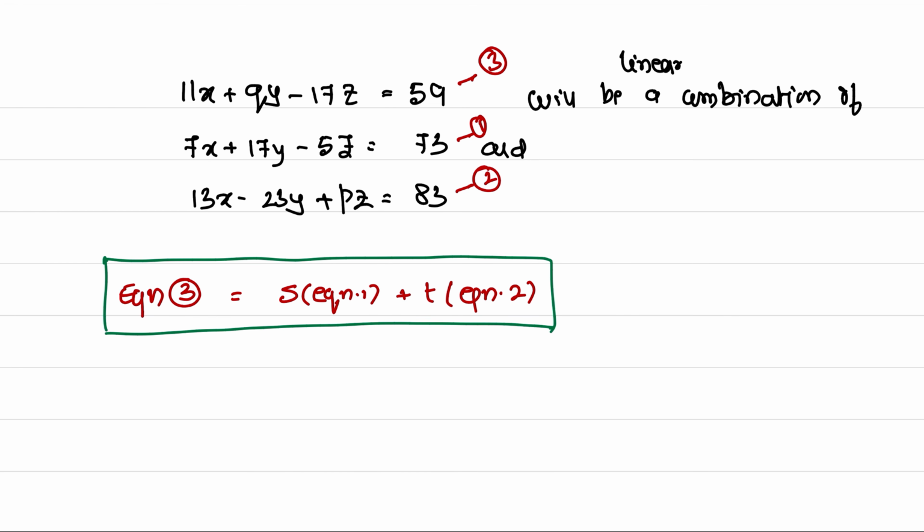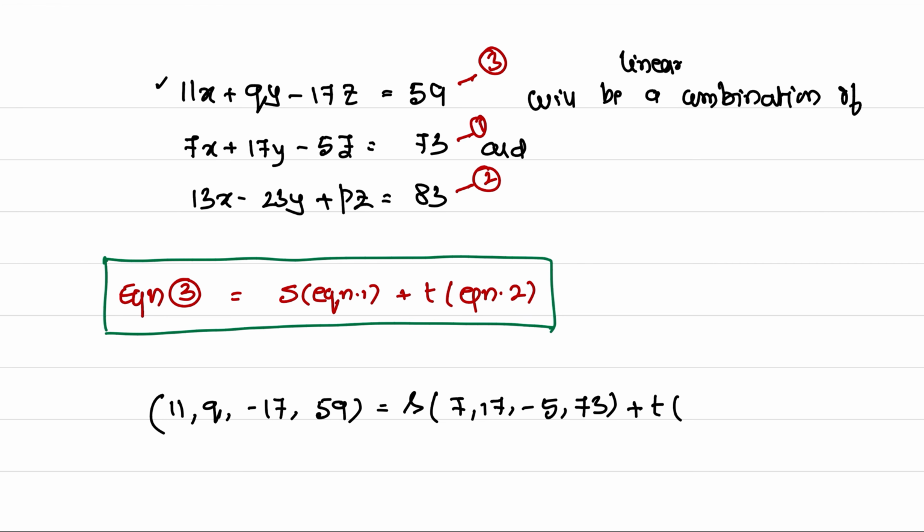What is equation 3? This is the equation 3. 11, q, minus 17 and 59 is equal to s into what is 1? 7, 17, minus 5, 73, plus t into what is t? T into t is any scalar, 13. Only coefficients we are writing, coefficient and constants, 83.